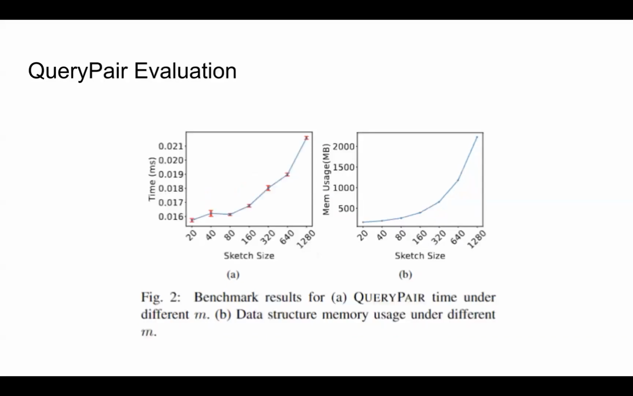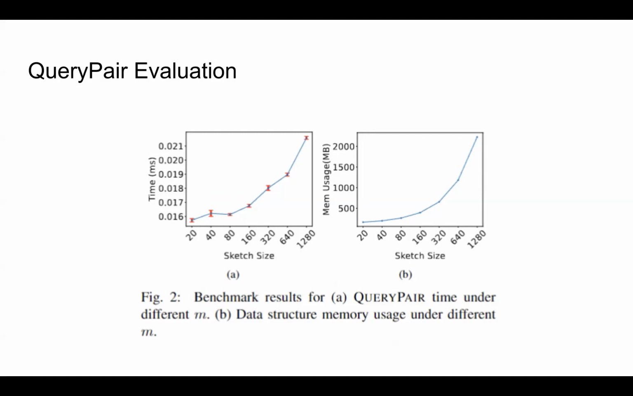Next is our query pair evaluation. To avoid query pair evaluation randomness, we evaluate the query pair operation 10k times per setting and compute the median value and also the standard deviation error. From part A of the figure, we show that the query pair time increases from 0.015 millisecond to around 0.02 millisecond as the sketch size increases. The query time growth follows that a larger sketch size leads to higher computation overhead on the Phi G multiply U multiply Q.